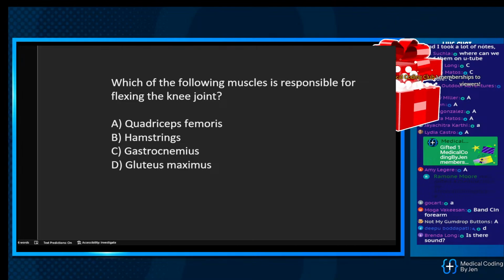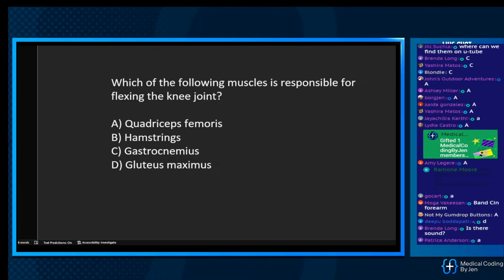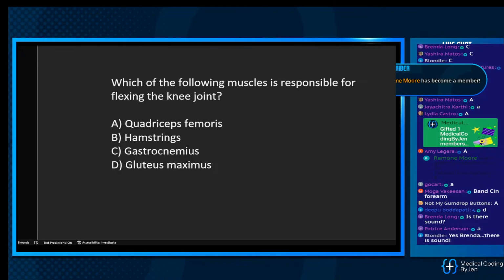Not my gumdrop buttons. That is such a cute name. Can y'all hear me? Somebody keeps asking about sound. I hope y'all can hear me. There it comes. It's slow.